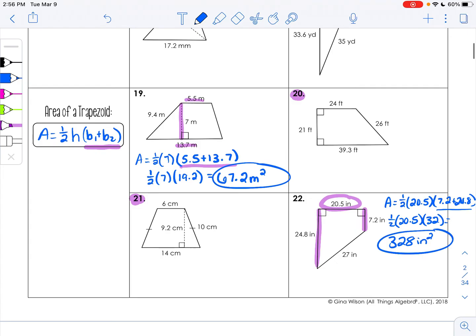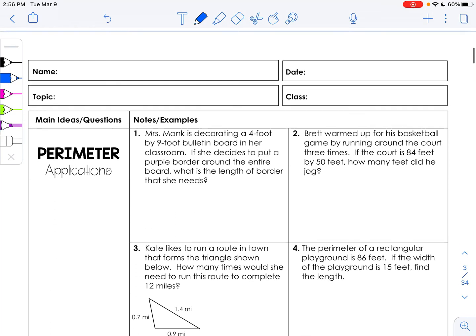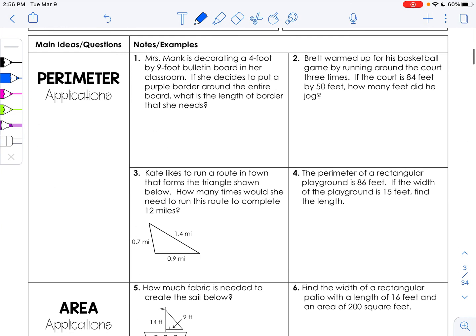Now let's take a look at some applications, some word problems. And we're going to go back to perimeter and look at some perimeter word problems. Miss Mank is decorating a 4-foot by 9-foot bulletin board for her classroom. If she decides to put a purple border around the entire board, what is the length of the border that she needs? So when you're doing area and perimeter problems, you need to start by drawing a picture.